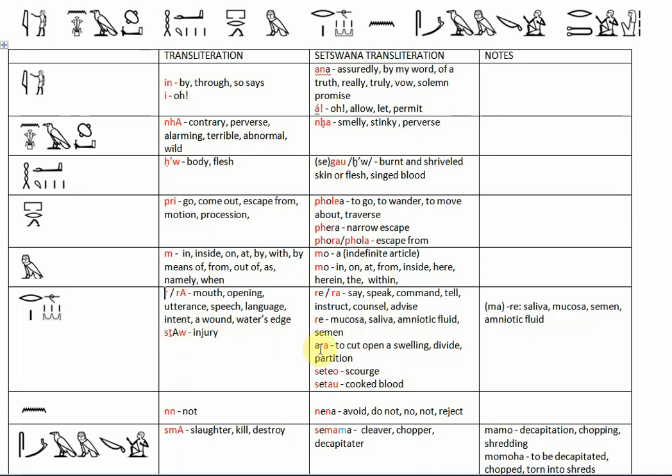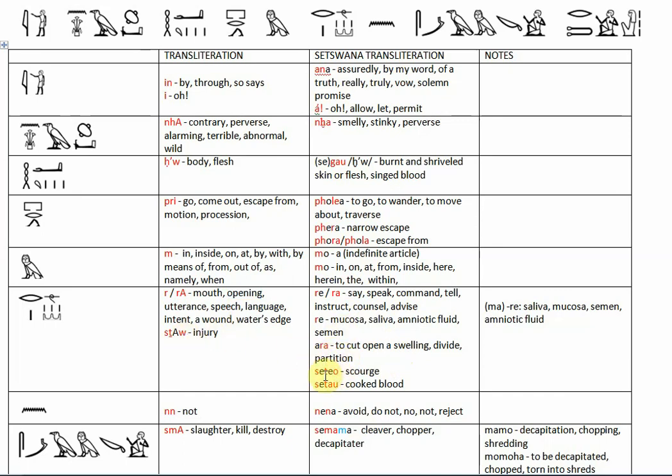And we have ara. Ara means to cut. Ara means to cut open or a swelling or divide or partition. All right. Which is an equivalent of opening, to cut open.